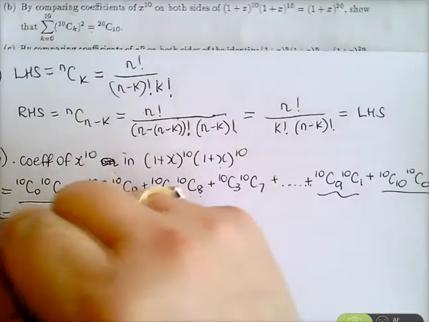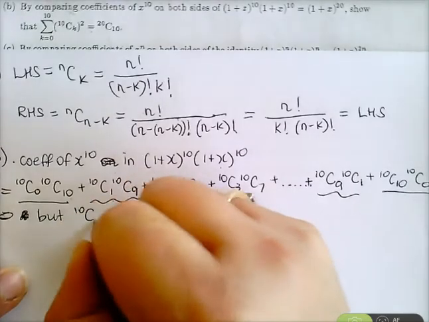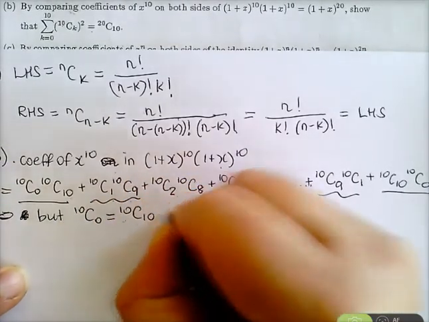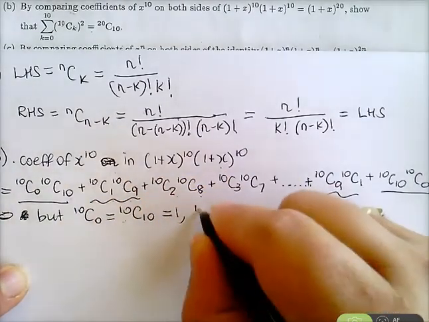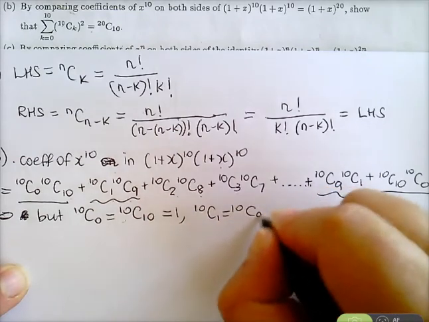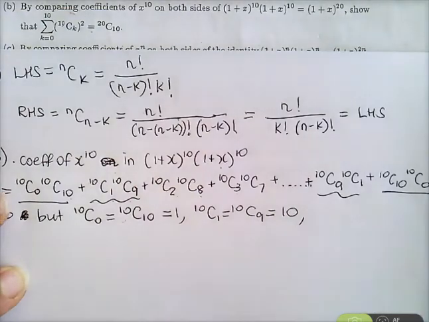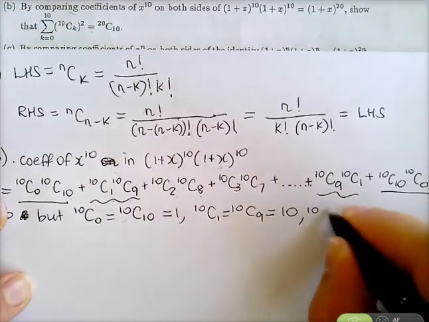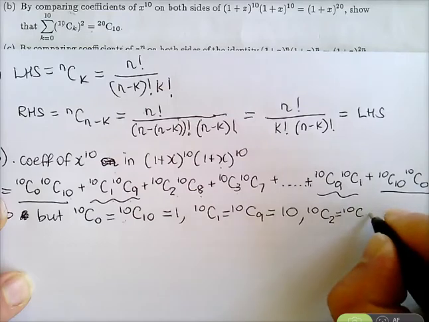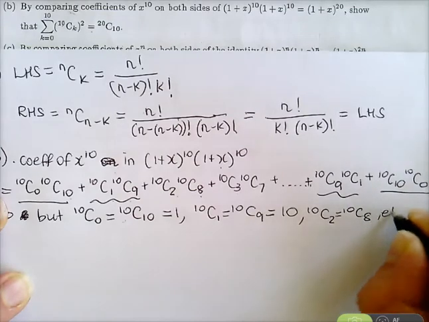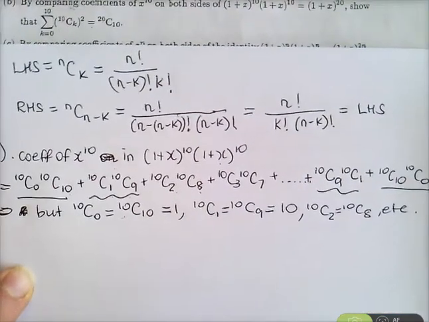All right, so now we go. 10C0 equals 10C10, which happens to be 1. 10C1 equals 10C9, which happens to be 10. We don't have to put what the others are worth now. 10C2 equals 10C8, etc. Right?